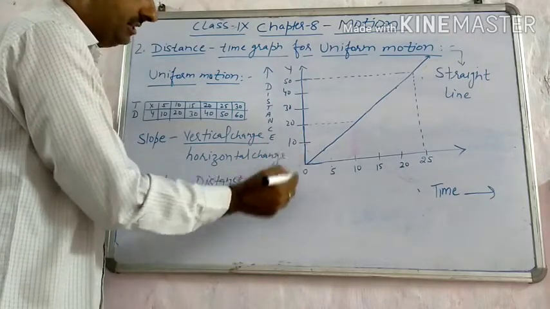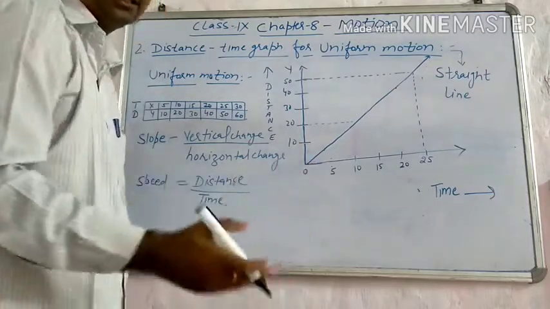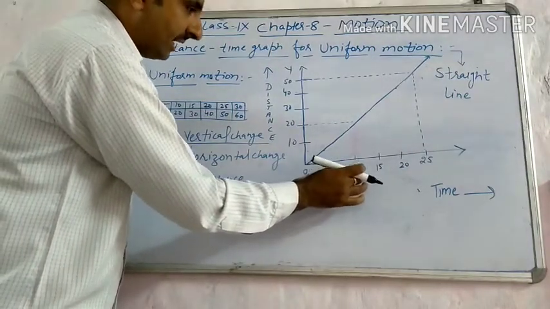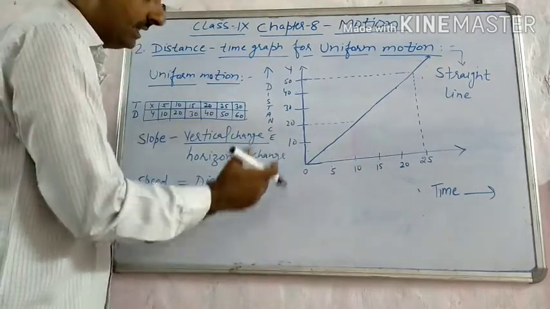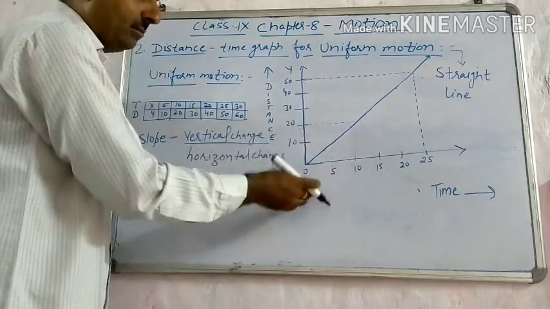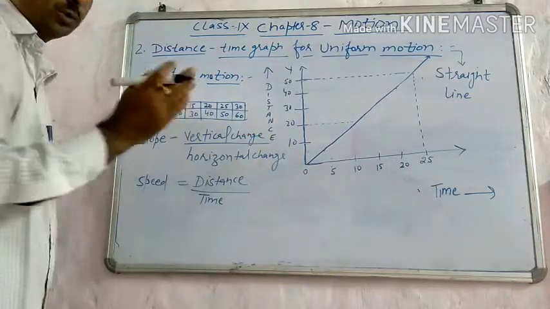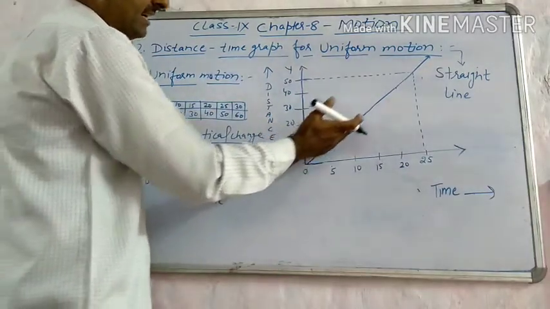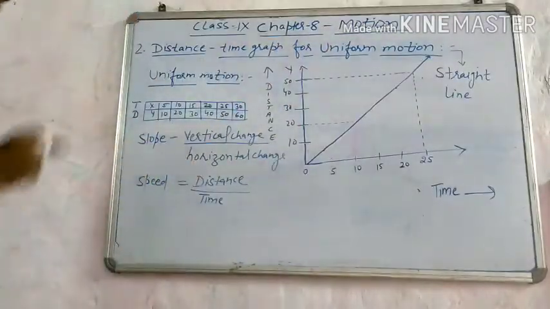Okay, then its speed is distance by time means 10 by 5, that is 2 meter per second. Now again, in 10 seconds it covers a distance of 20 meters. If we calculate the speed, then it becomes 20 by 10, distance by time, that is 2 meter per second. That is called uniform motion. So for a uniform motion, the graph will be a straight line. This straight line will be a graph for the uniform motion.